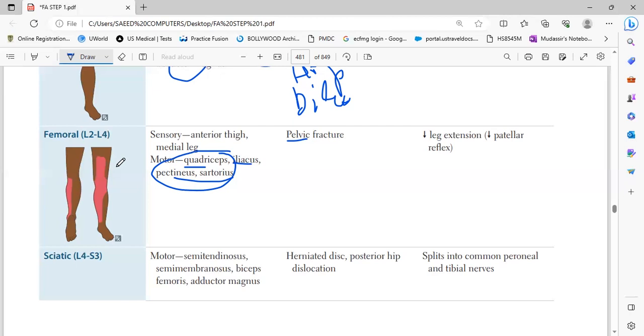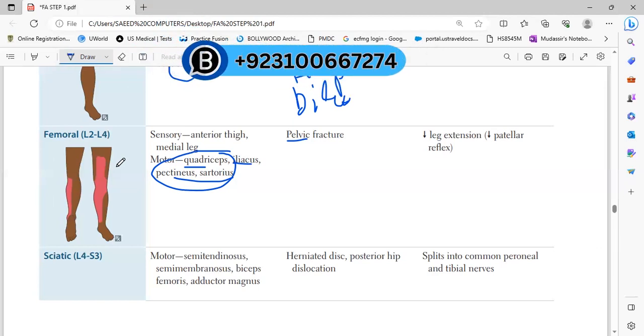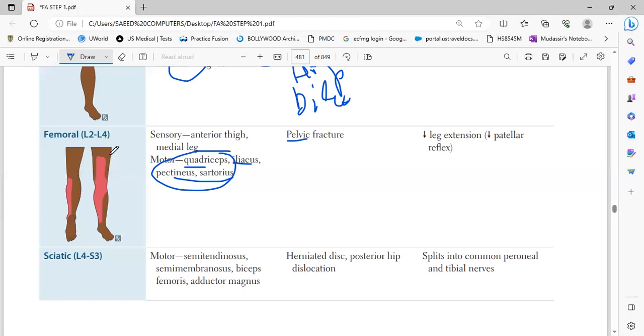So in those muscle masses, you can have an issue of the femoral nerve. And remember, very high yield point: femoral nerve, L2 to L4. When you have an issue of this nerve, you will have decreased patellar reflex and decreased leg extension. Okay, this is a high yield point.